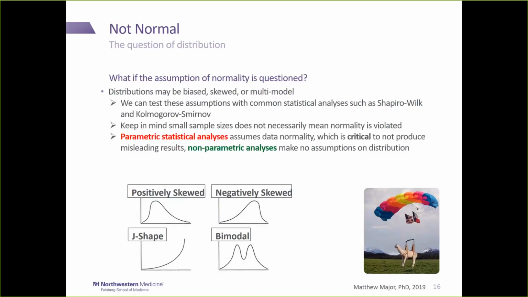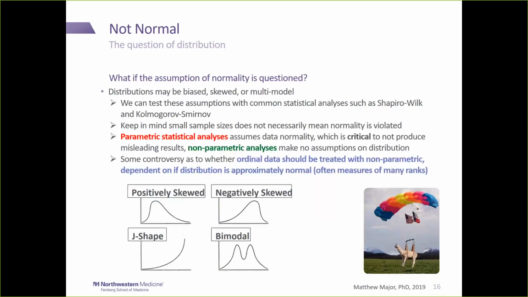I'm going to be talking a lot about parametric statistical analyses and non-parametric analyses. Now, parametric statistical analyses assume data normality. And in this case, that is critical to not produce misleading results. Whereas the use of non-parametric analyses makes no assumptions on the distribution. These are just two groups of statistical analyses in this case, right? And why it is called parametric is that it makes assumptions on the parameters of your data distribution, whereas non-parametric makes, again, no assumptions on that distribution.